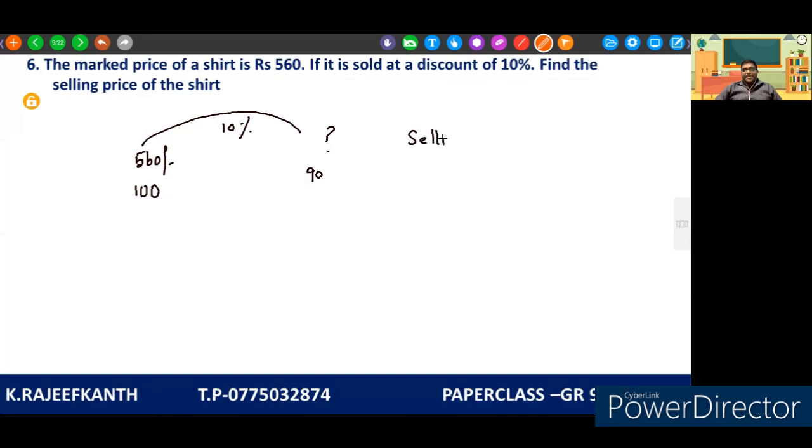Then selling price is equal to, here if the mark price is 100, then selling price will be 90. But here if the mark price is 560, then what will be the selling price? Here we can cut these two zeros. Then 5 times 6 is 54, balance 5, 45 plus 5, 50. Then rupees 504 is the selling price.